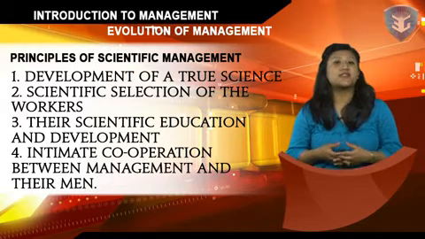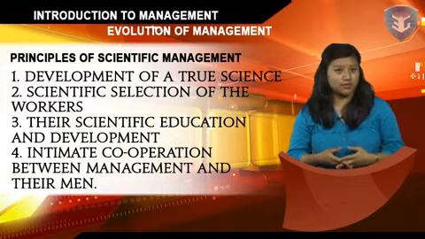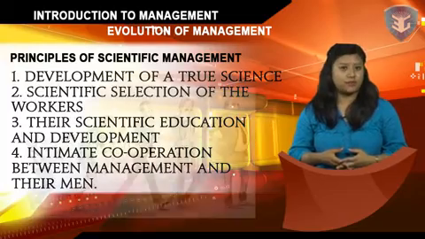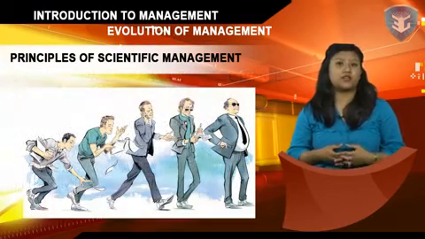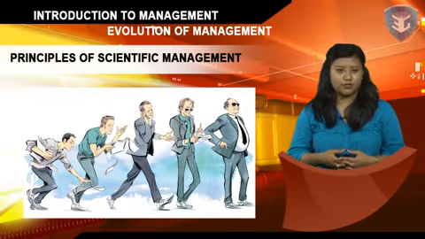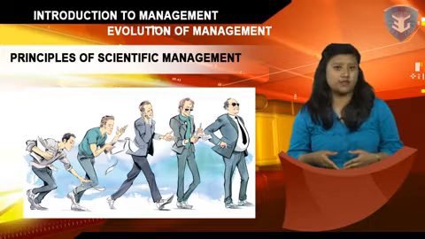Second, the scientific selection of the workers. Third, their scientific education and development. Fourth, intimate cooperation between management and their men. The basic principles of Taylor's philosophy of scientific management are as noted here. These principles of scientific management are the most crucial aspects of scientific management.